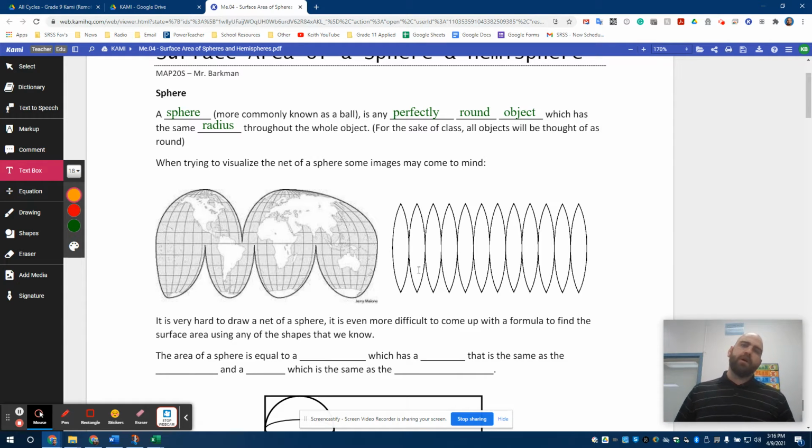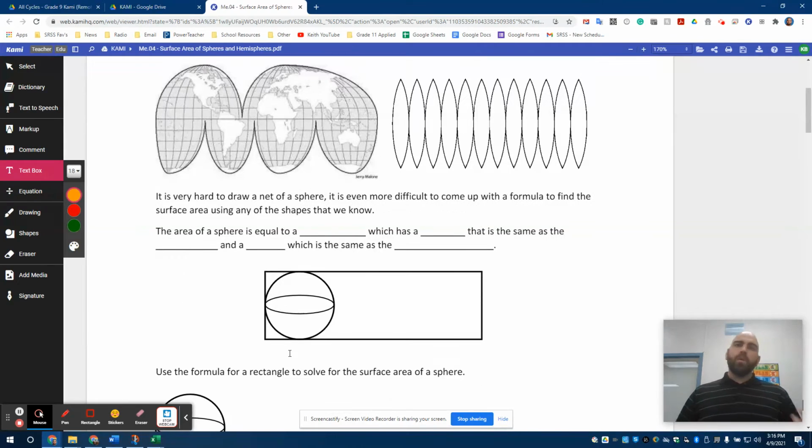It's super hard to draw a net of a sphere. It's even more difficult to come up with a formula to find the surface area using any of the shapes that we already know. What we're going to do is visualize it as a rectangle. Now, again, this isn't necessarily the best way to recognize it, but it does work to come up with our equation or formula that we're going to use, and we will use this equation as we go.